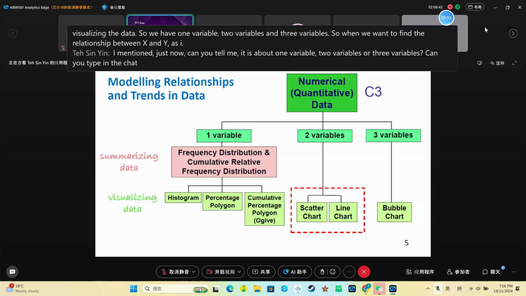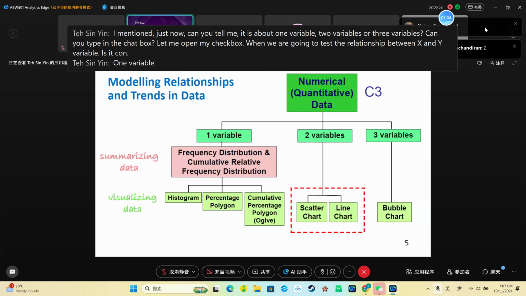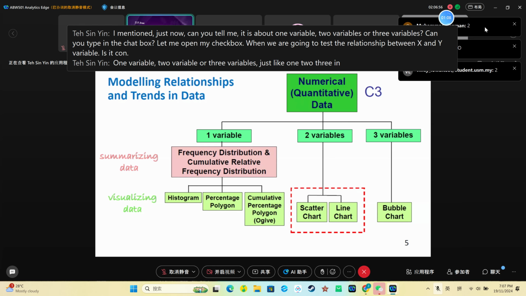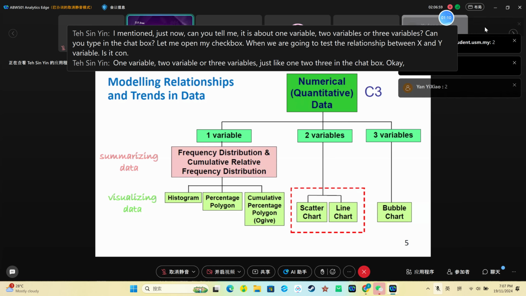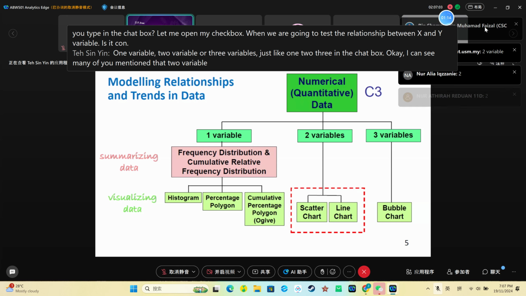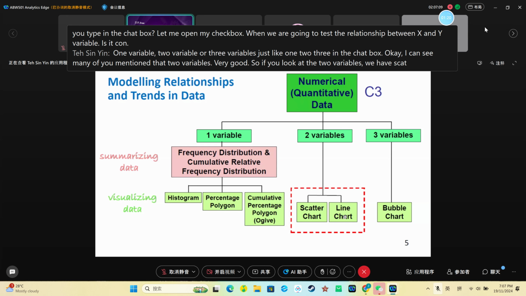Let me open my chat box. When we are going to test the relationship between X and Y variable, is it considered as one variable, two variable, or three variable? Just type 1, 2, 3 in the chat box. Okay, I can see many of you mentioned that two variables. Very good. So if you look at the two variables, we have scatter chart and line diagram.